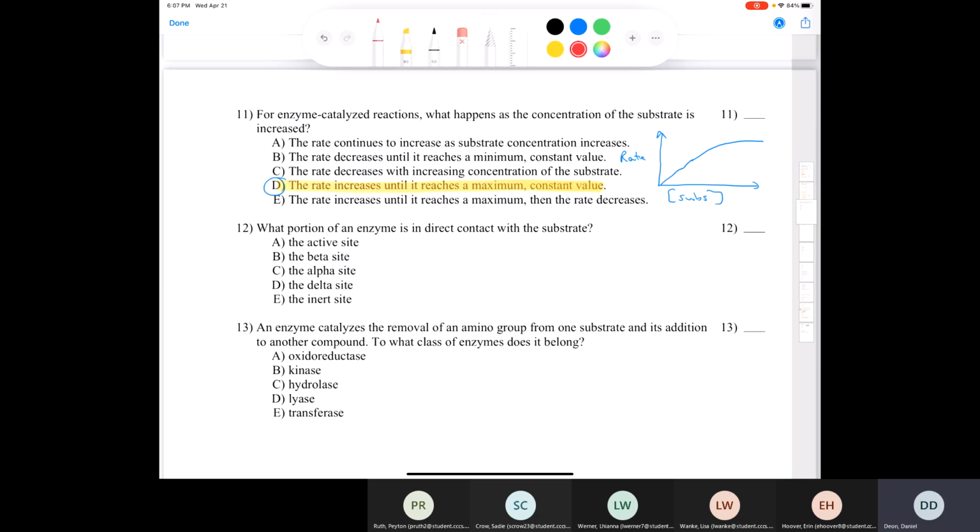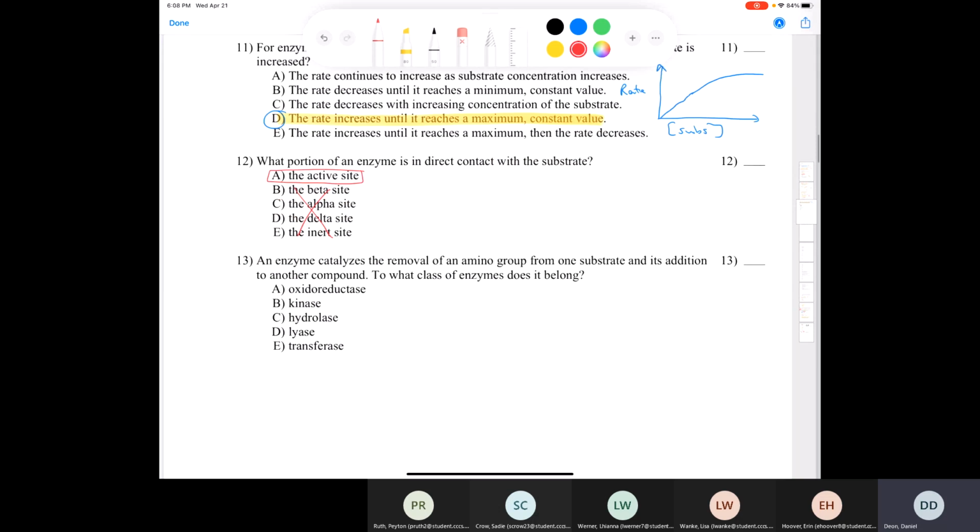Question 12, what portion of an enzyme is in direct contact with the substrate? Well, all the magic occurs at the active site. Hopefully you would nail this one. This is a question I would expect my students to do exceedingly well on. It's none of these here. We never even talked about anything remotely like those, right? The active site is where the substrate binds, held there by London forces or hydrophobic interactions, whatever you want to call it, by things like electrostatic interactions, right? Hydrogen bonding, that's what holds the substrate into the active site.